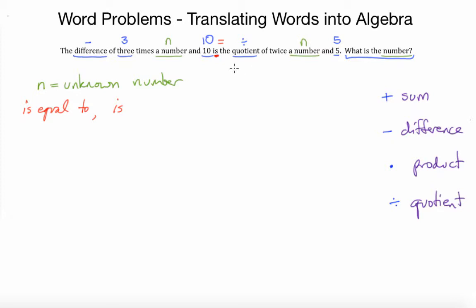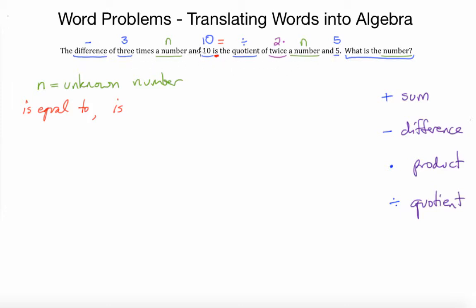The only last thing to deal with here is this twice a number. If you think about twice your age, or twice as much pizza, or twice as much of anything, that involves just multiplying by 2. So when I see twice a number, that means 2 times. I would put a little 2 times. So it doesn't say product necessarily. It doesn't even say multiply. It doesn't even say times. But when I see twice a number, that means I have 2 times that number.